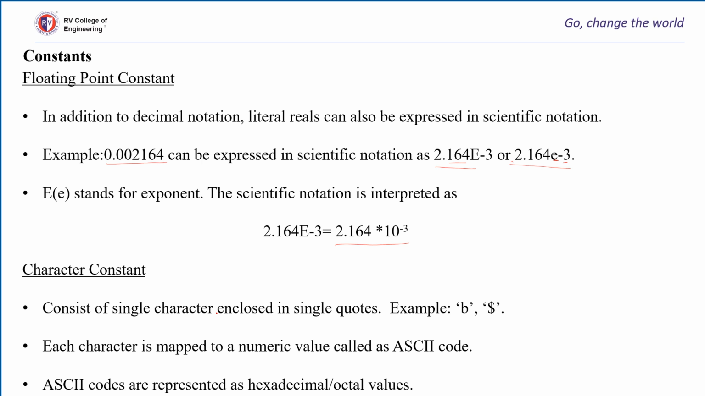Character constant. It consists of a single character that is enclosed in single quotes, for example B or $. Each of these characters is mapped to an ASCII code. Every character has an ASCII code associated with it. These ASCII codes are represented either as hexadecimal or as octal values. Any of these values are accepted.